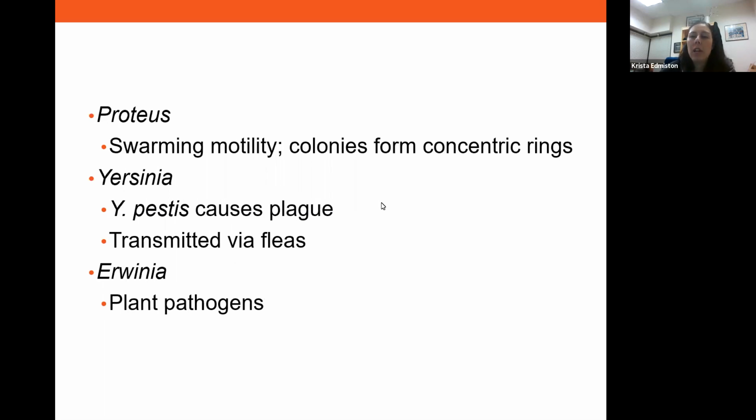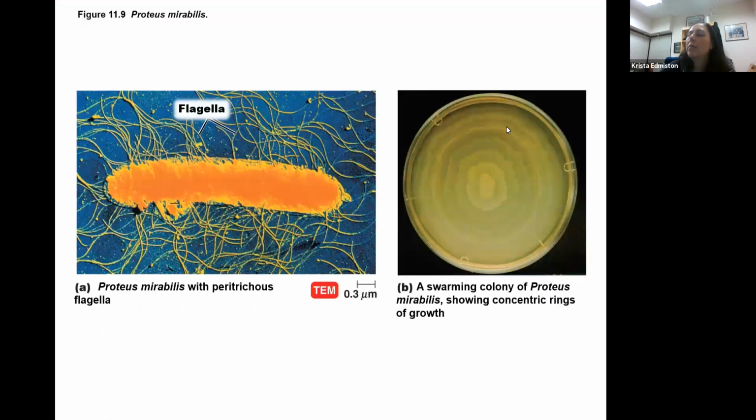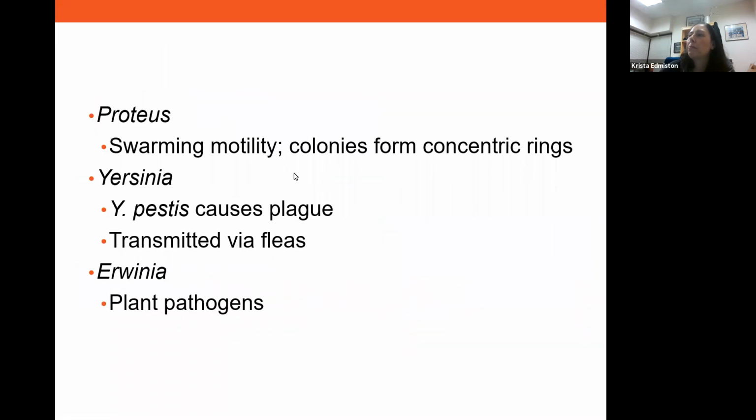Proteus has this very cool swarming motility. Do I have a picture of it? Yeah. Here, this is Proteus. It's got all these crazy flagella around it. And if you put it on a Petri dish, it makes these kind of cool concentric circles. We call that swarming. So that's Proteus.